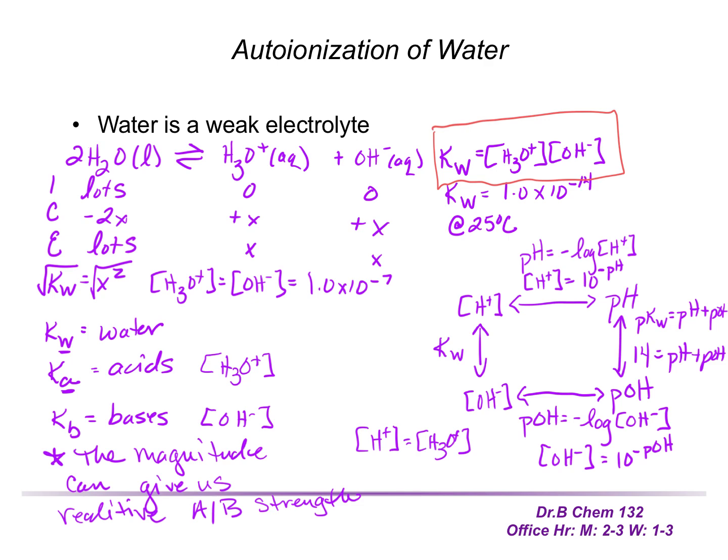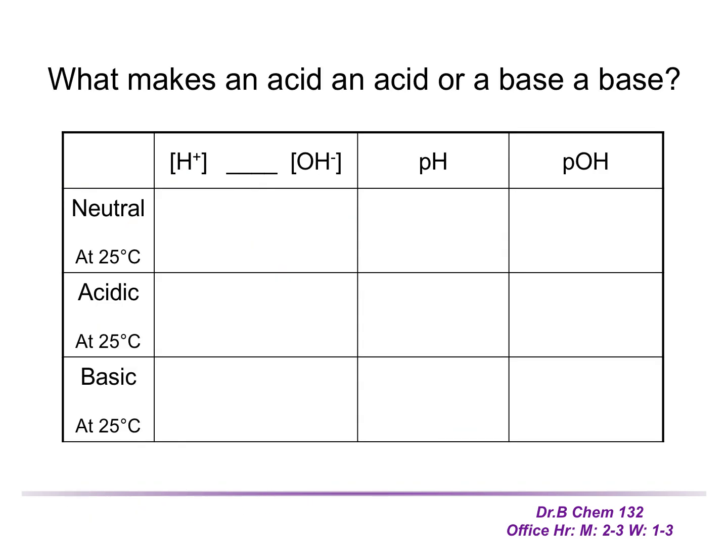Okay, so let's do another sentence for us. I have here, what makes an acid or a base a base? And what does that mean with respect to the pH scale? Here I have the concentration of H plus versus the concentration of OH minus, and what that means for the pH and what that means for the pOH.